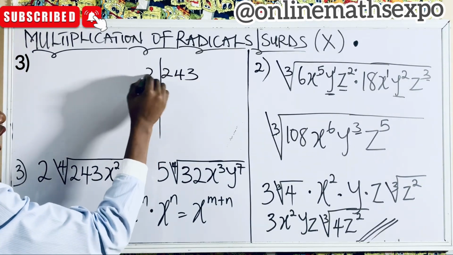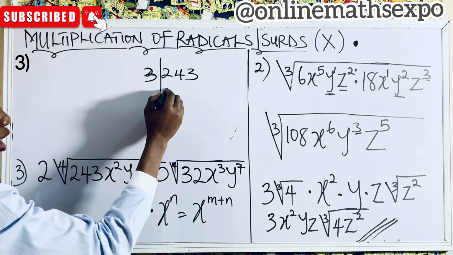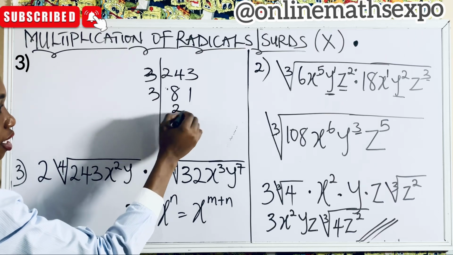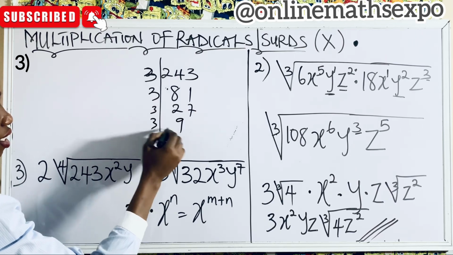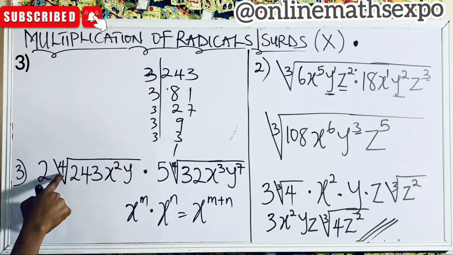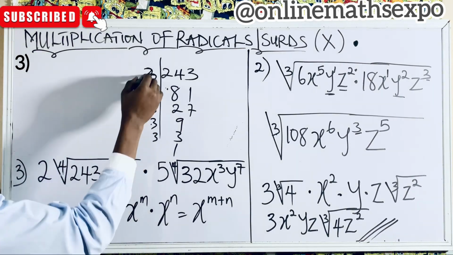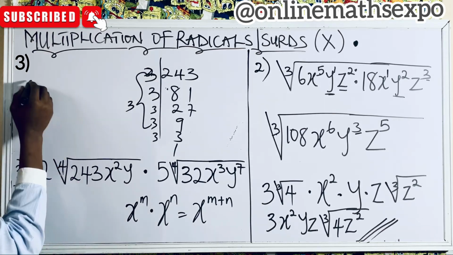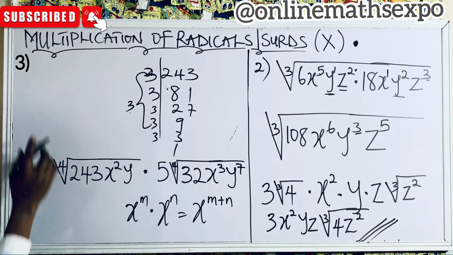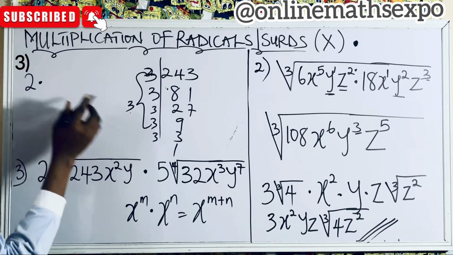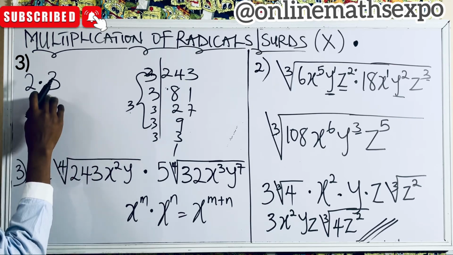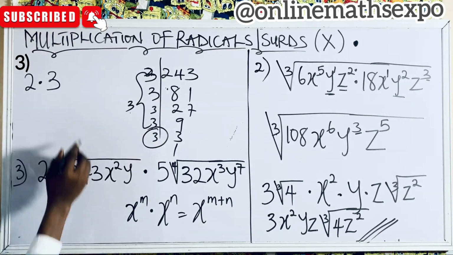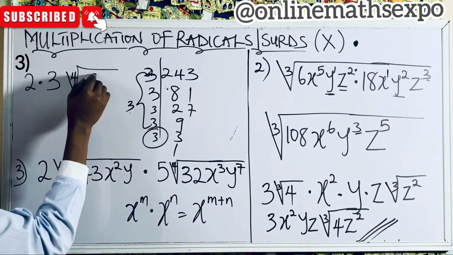3 will go into 24, 8 times, 3 here is 1. 3 is 27. 3 here is 9. 3 is 3 and 3 is 1. Because it's 4th root, you pick them 4 and take 1 out. So for this we are going to have this one outside of the root. So we have 2, we multiply 3, this 3 that is out, then 1 3 will remain inside the root. So we are going to have 4th root of 3.